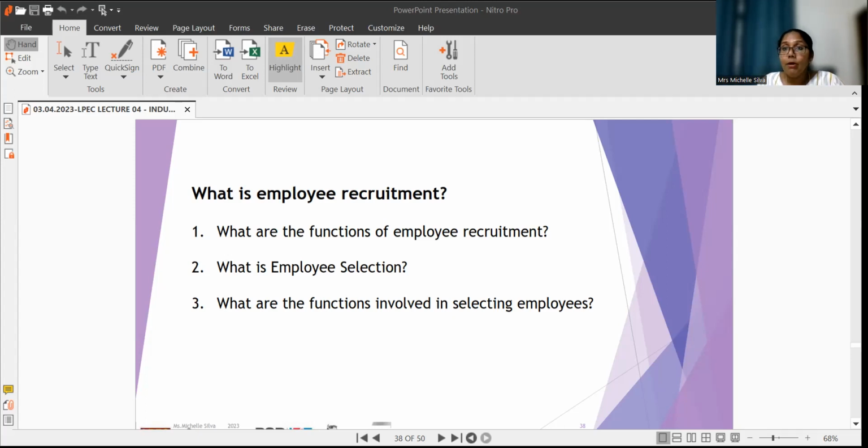Because we have realized the importance of this subject, since for the HRM degree, industrial psychology is a very important subject, which should be focused on. Then I have explained the functions involved in selecting employees: calling for applications, creating the structure of the CV, and conducting tests. Test questions are also prepared by industrial psychologists. Interview questions are also prepared by them. Background investigation will also be done by them. So the functions involved in selecting employees are calling for applications, conducting tests, conducting interviews, and conducting background investigations. All these things will be performed by industrial psychologists.